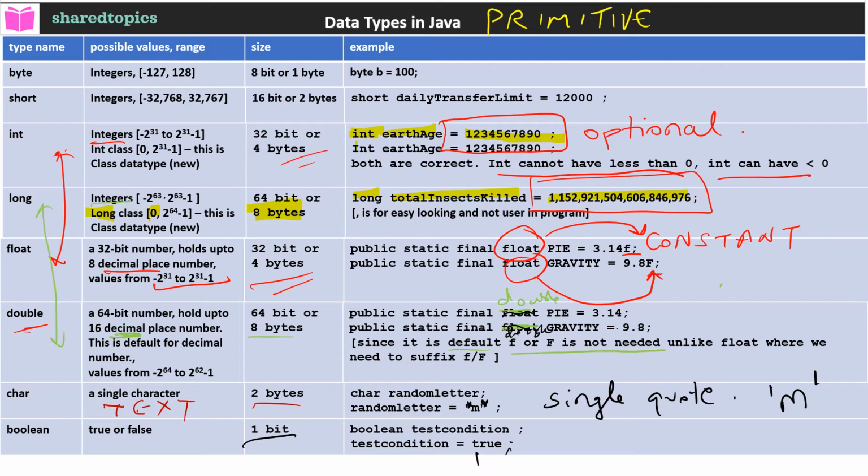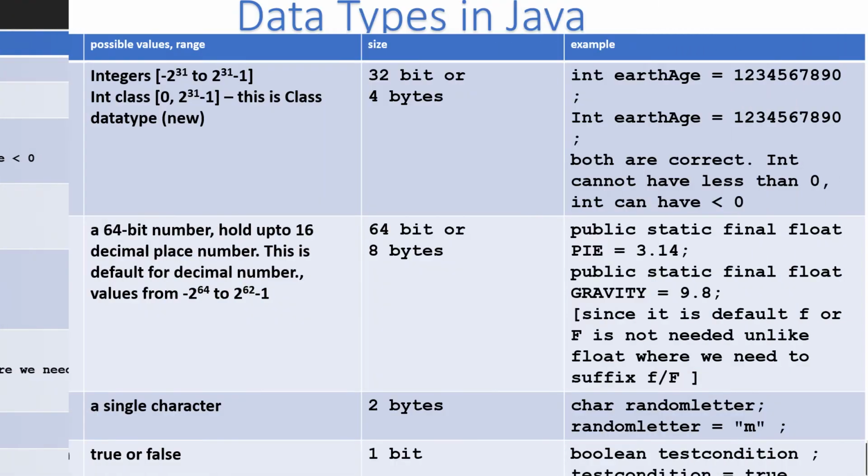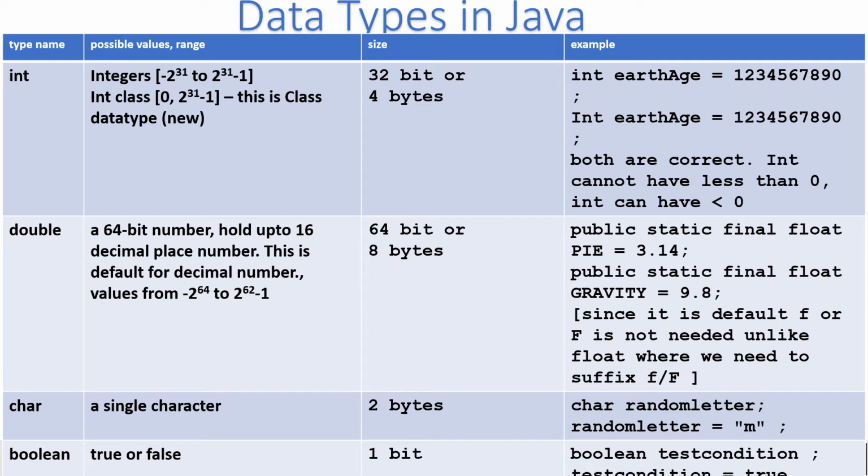Let's move on. So I have it here, which is the same thing. Those are the commonly used ones. Just a recap: int is used to store integers. Double is used to store decimal numbers. Char is used to store a single character, and Boolean is used to store true or false values.